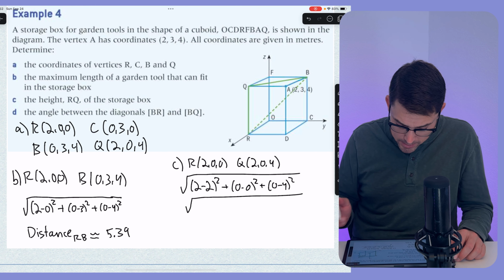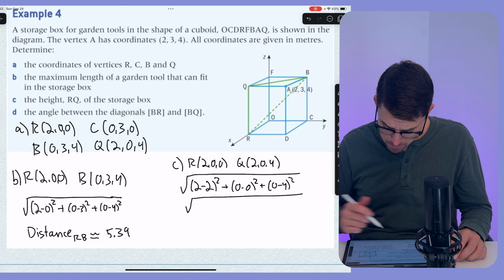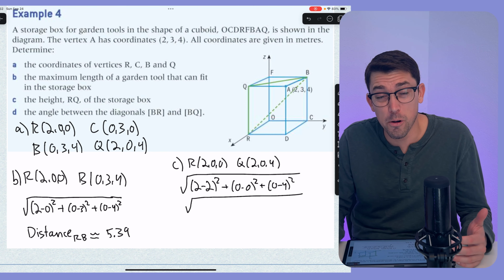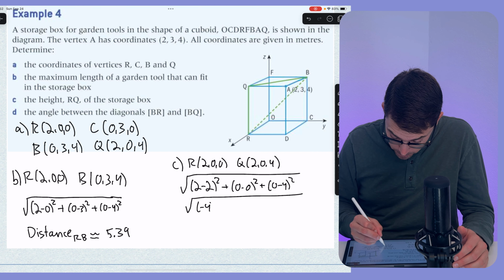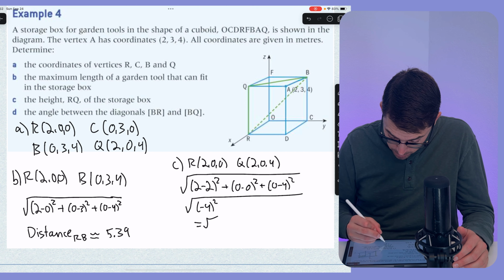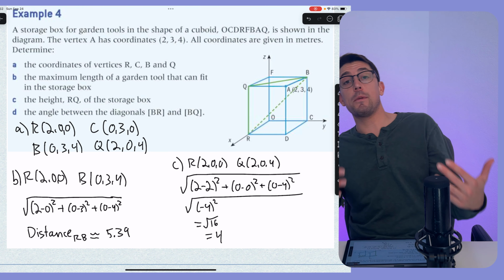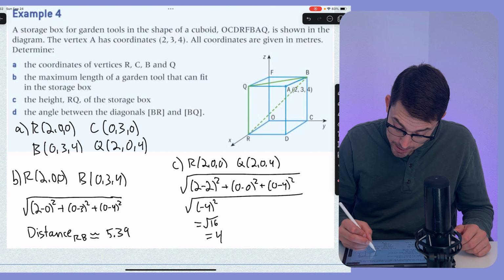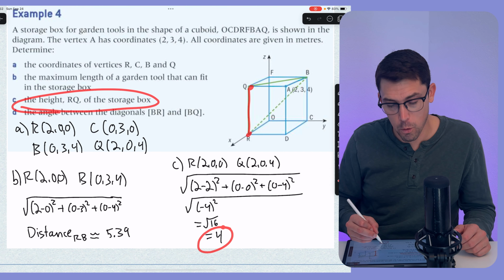And now you might already be able to tell that this actually made it pretty easy for us to solve, because 2 minus 2 is 0, so that's gone. 0 minus 0 is 0, that's gone. We have 0 minus 4, that's negative 4. And we're going to square negative 4. So again, I'll be left with negative 4 squared, and that's going to give me the root of 16, and that is going to give me a final answer of 4. So again, 4 units, whatever the unit of measurement happens to be, that is going to be the distance from the base to the top, and is going to give us the overall height of that box, which in this case is just 4.